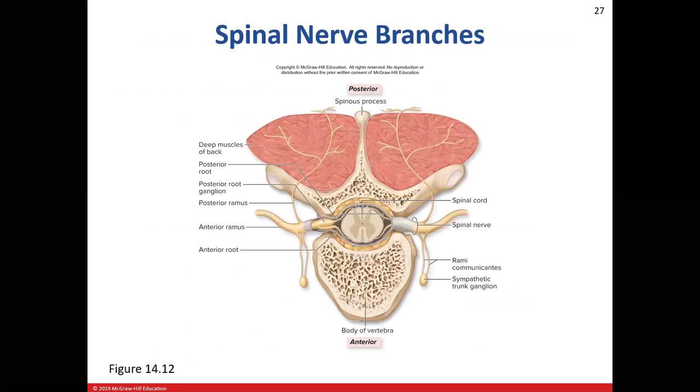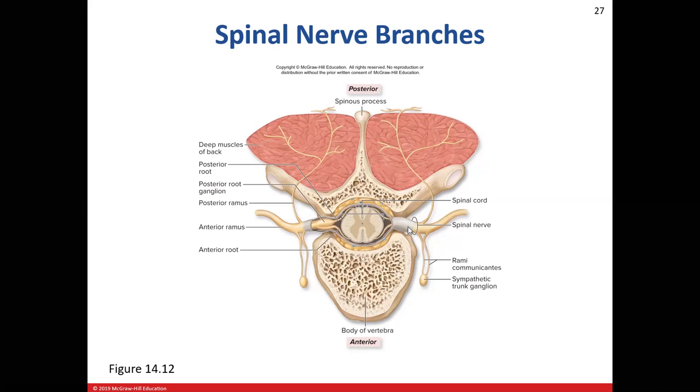So if we take a look at these structures, again, this is going to be the body of the vertebrae, and you have the rest of the vertebrae to the back with the spinous process and the transverse process. Here's your spinal cord in the middle. You'll notice here we have our ventral root. Here is our dorsal root. This is our spinal nerve as it exits the intervertebral foramen.